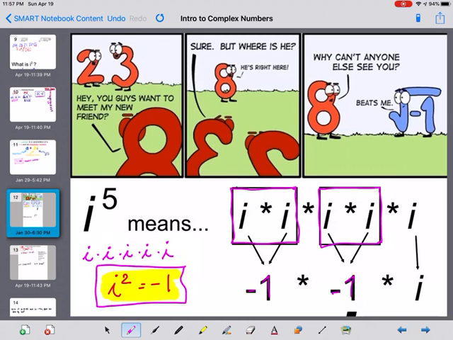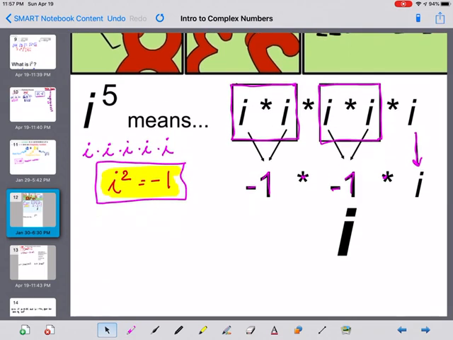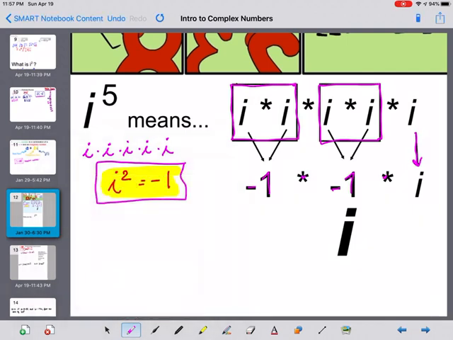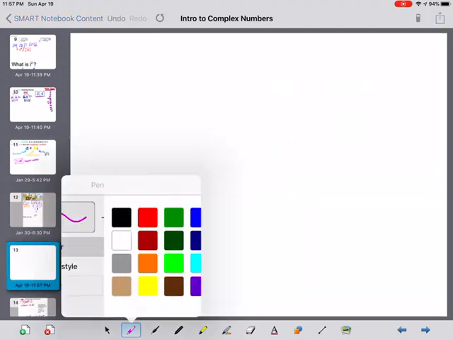So we've got that, we've got this, okay? And then I have an i left over at the end, so I just bring it down. Now I'm going to multiply everything that's left together. So negative 1 times negative 1 multiplies to positive 1, and the i just comes down, and my answer is 1i, or just i. Let me show you another one just to make sure you got that.